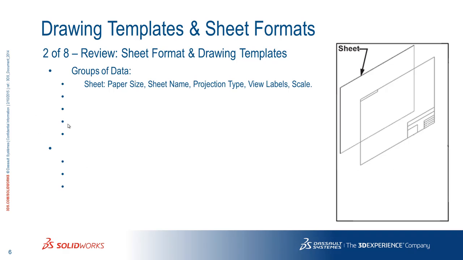So with that theme of information and terminology, the sheet is the size of the paper. Okay? It might have the sheet name, if you have more than one sheet, multi-sheet drawing type stuff. The projection type, first angle versus third angle. Being an international user conference, we're going to have people that use both types here.